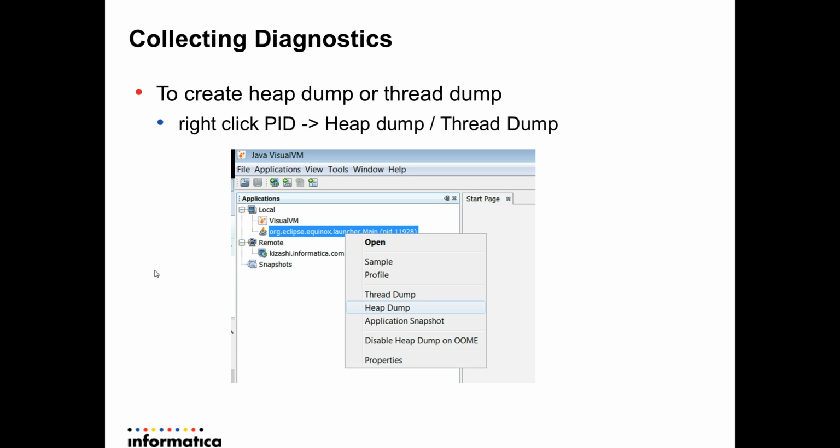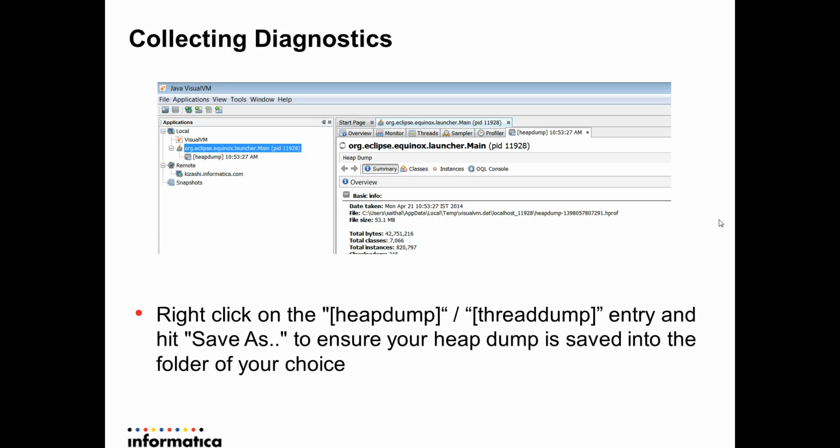From here, all you have to do is right click on the entry and then select either thread dump or heap dump to generate the respective diagnostic files. Once you've done that, the diagnostic files get listed under your PID in the JVisualVM GUI tool. You have to ensure that you right click on these snapshots and then save into the folder of your choice.